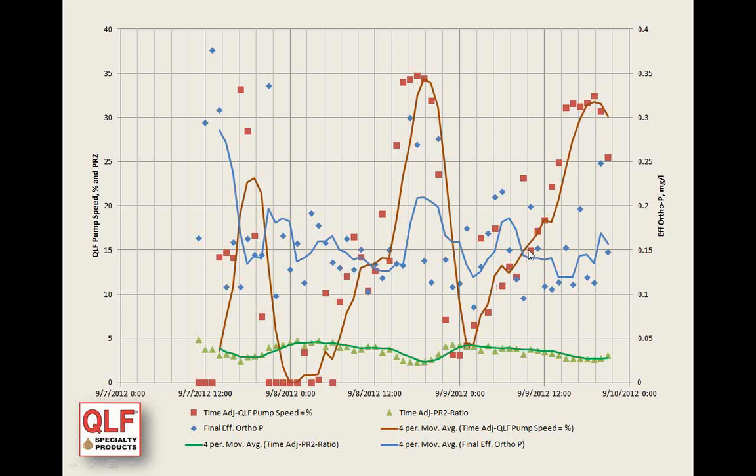There is some operator control here. He found, as he was learning to operate this, that he made some adjustments. And so this is at a sharper angle as far as how this drops. But you can see over on the left here, this is orthophosphate, which is the blue, and on the right, it's orthophosphate. On the left is the pump speed in the PR2. So you can see through the whole thing that the effluent stayed right where it should be, about 0.15 ortho-P.